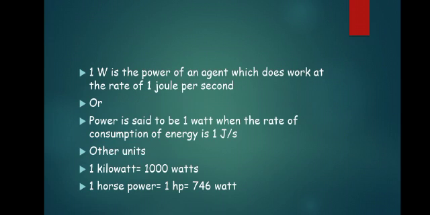Now some other units are also used. Kilowatt. Sometimes we use kilowatt. So 1 kilowatt is equal to how many watts? 1000 watts. Now for some machines we use horsepower, HP. So 1 horsepower is equal to 746 watts. Whenever we hear the word 1 HP, that means it has 746 watts of power.